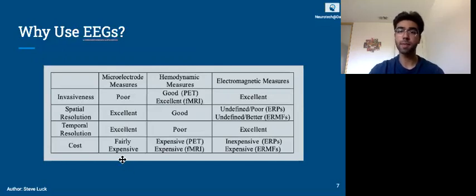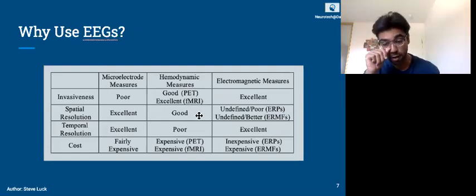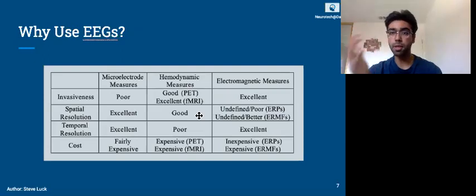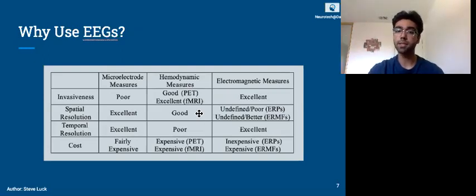It's obviously very expensive as well, because it literally requires surgery for that to happen. There are other measures like the PET scan and fMRI, and these are very good for spatial resolution. So you have a good idea of where the blood is flowing in the brain. That's basically what this tells you. And so you get these nice, pretty pictures of blood flow. But the problem is blood takes time to flow in those areas. So you have bad temporal resolution. It's a bad time scale.